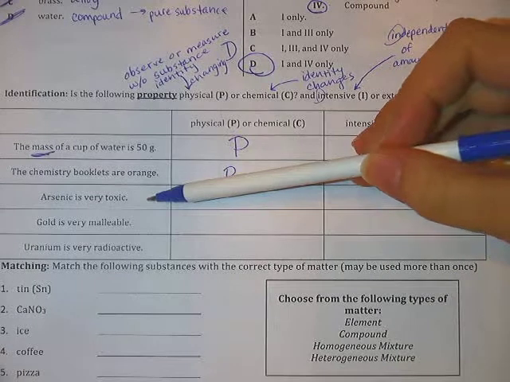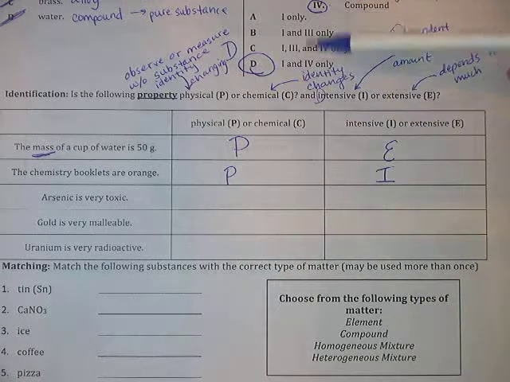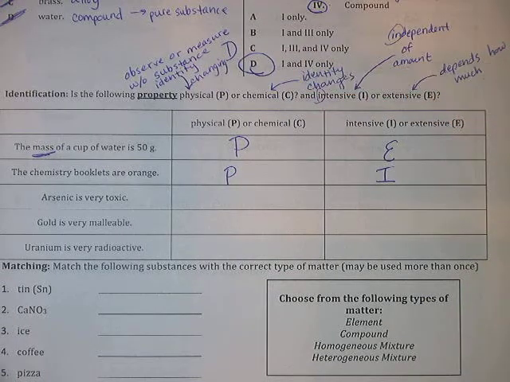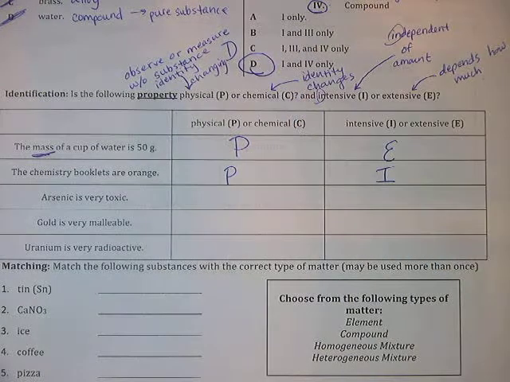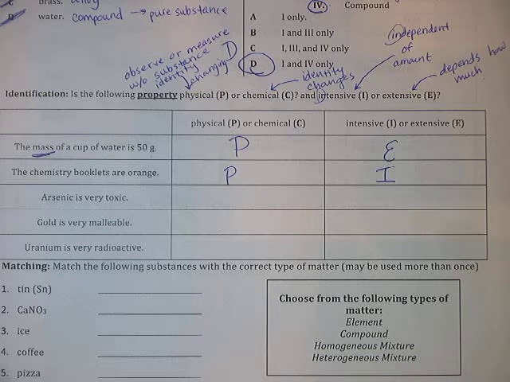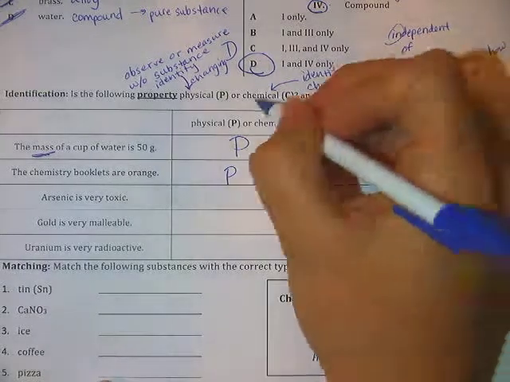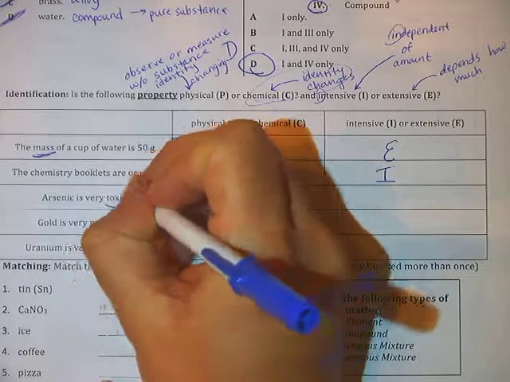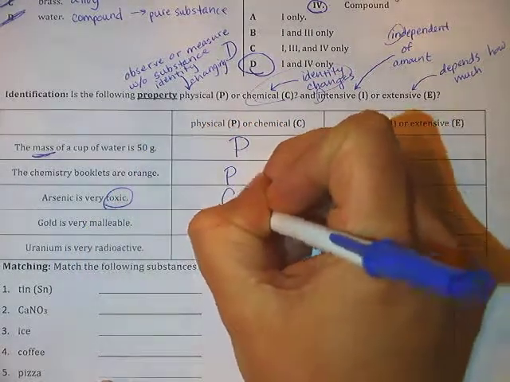Arsenic is very toxic. If I observe that it's toxic, has the identity of the arsenic changed? And we talked about with toxicity, if something is toxic, that means that it is changing your cells, and your cells stop working the way they were supposed to, and they're converting the arsenic into something else. So you are seeing identity changes when you have something be toxic. That's a chemical property.